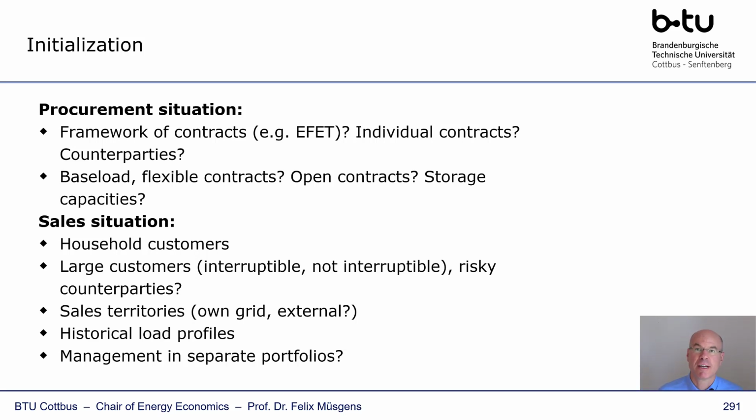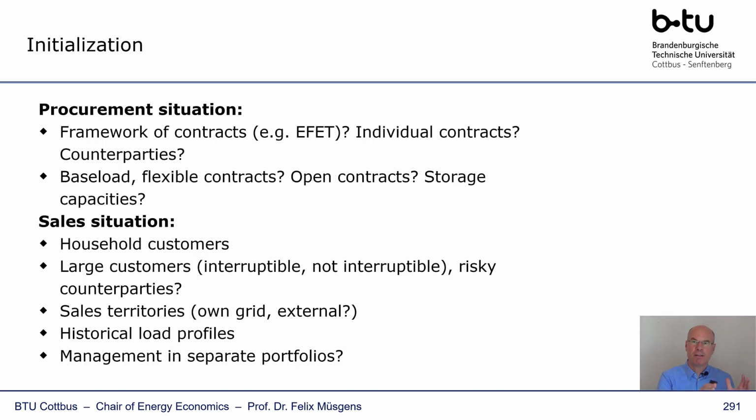What individual contracts have already been signed? How is the contractual situation in this company? How much have they bought, sold? What's the open position? Stuff like that. What are the counterparties? Can anybody be counterparty or just certain companies? And then we have baseload or flexible contracts. What has been traded? Is there some flexibility? What are the open contracts? What are the storage capacities? And so on and so on.